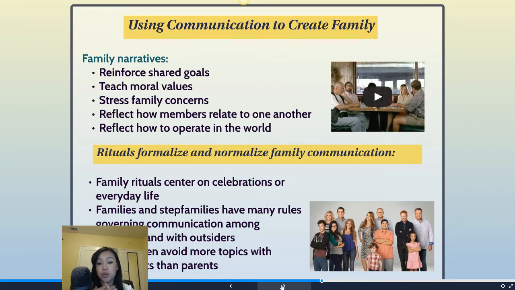And family narratives are stories passed down from generation to generation. They are passed down to reinforce shared family goals, teach morals and values, and stress family focuses, telling the family, hey, focus on this, be concerned about this, this should be a priority. The narrative also reflects and teaches family members how they should relate to one another as well as the rest of the world.